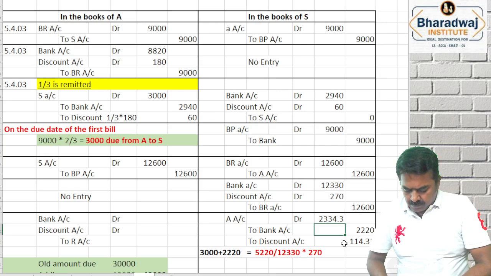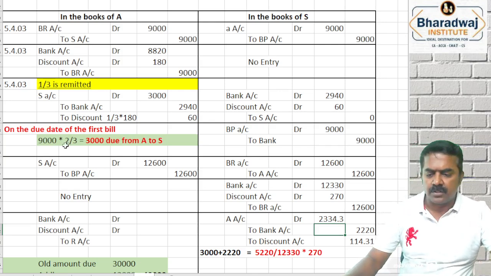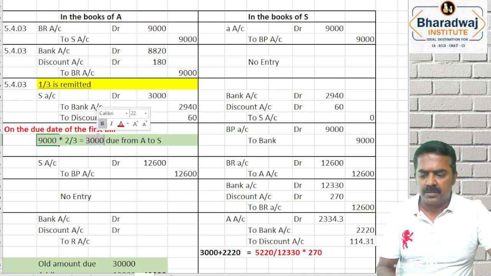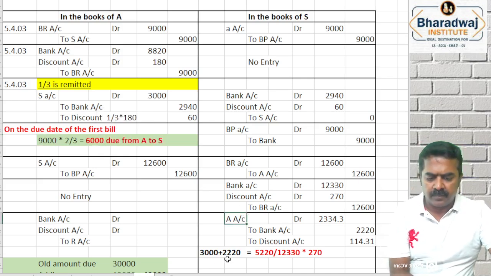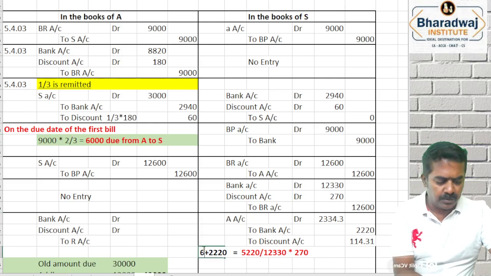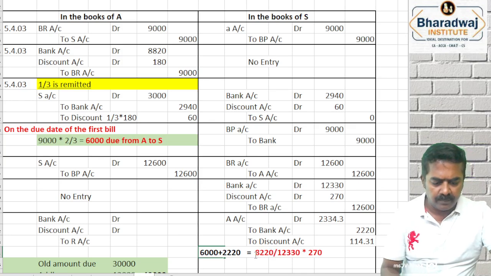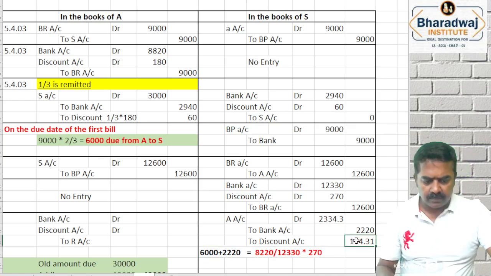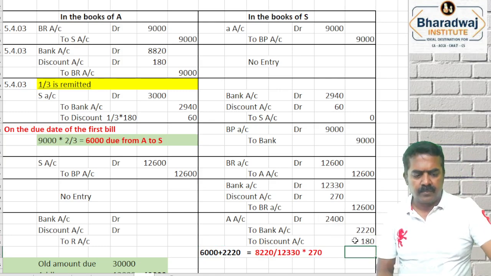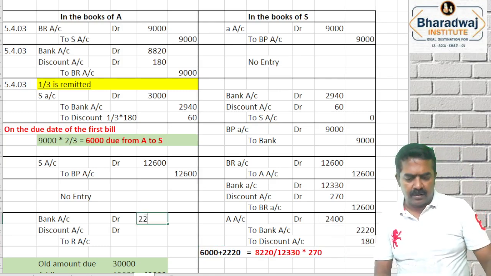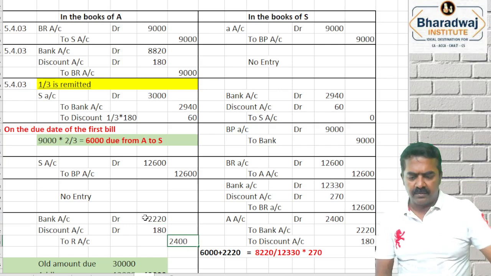So 6,000 due from me. 6,000, 180. This will be 6,000 plus 2,220. It will be like 8,220. Correct. So bank account debit 2,220, discount 180, total 2,400.